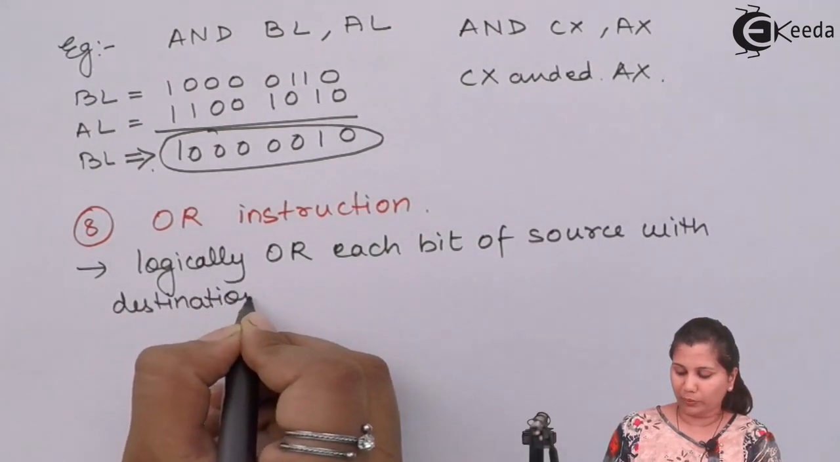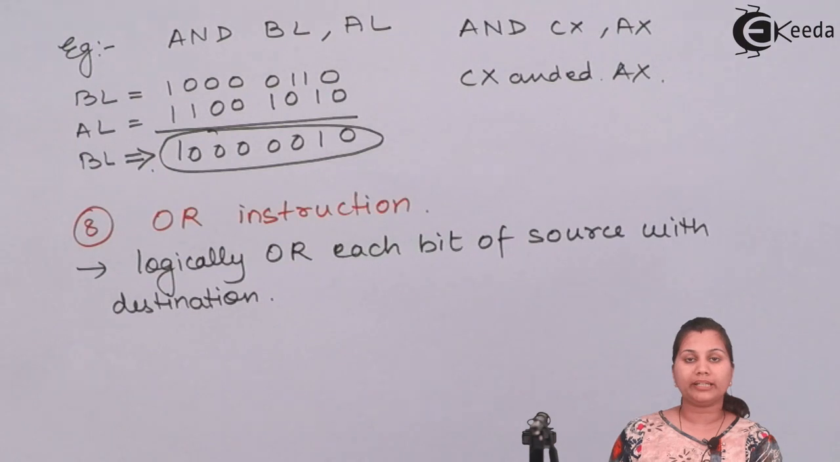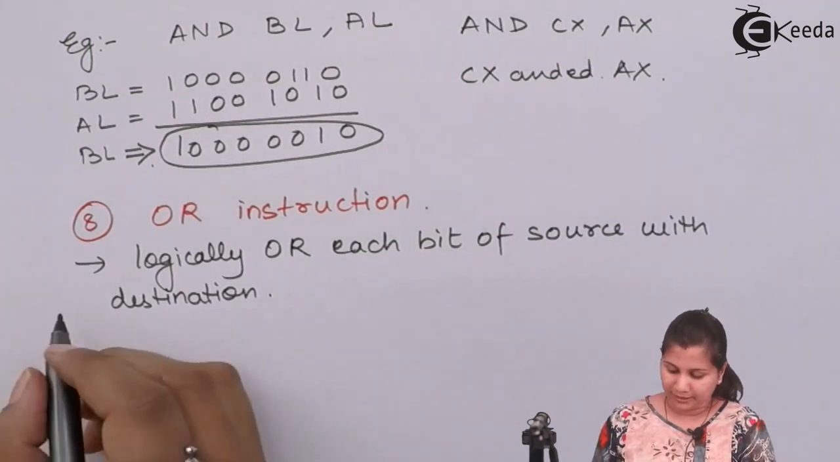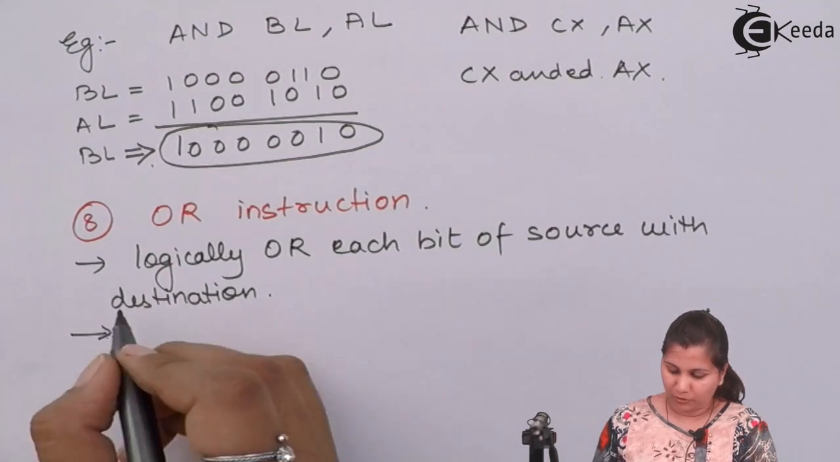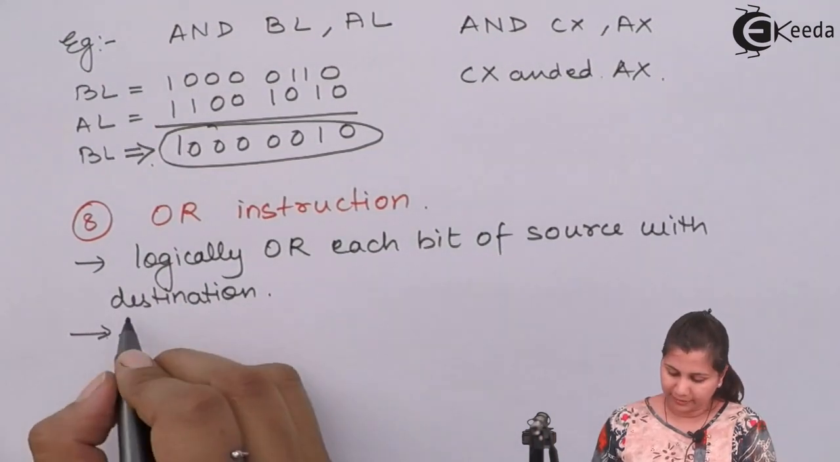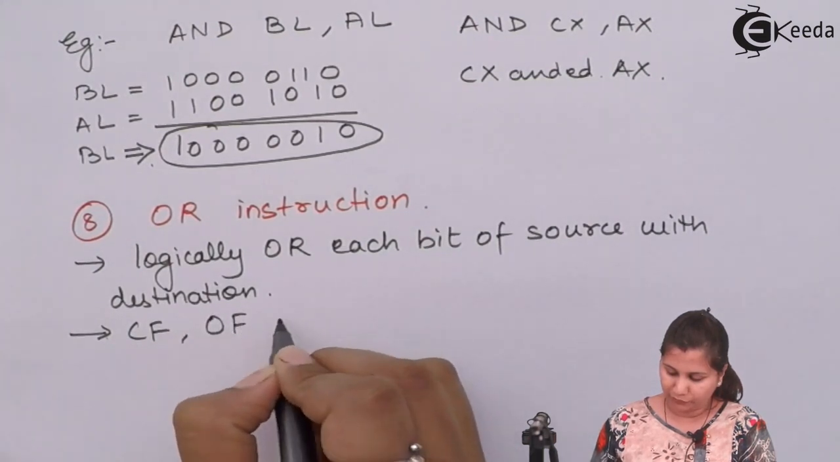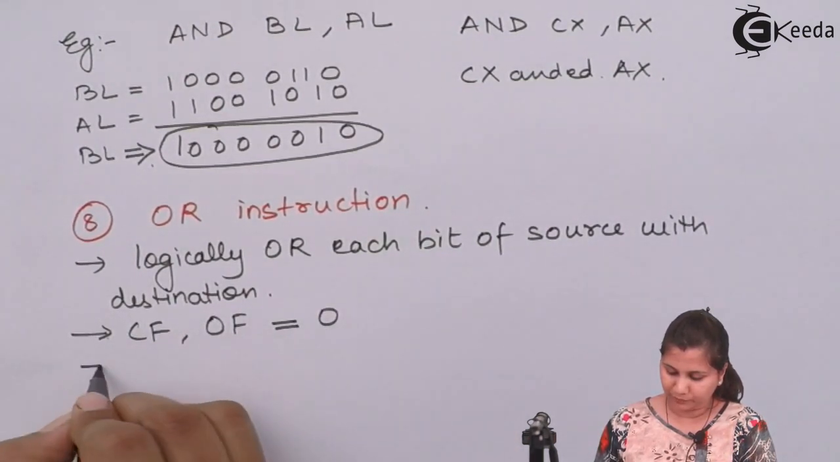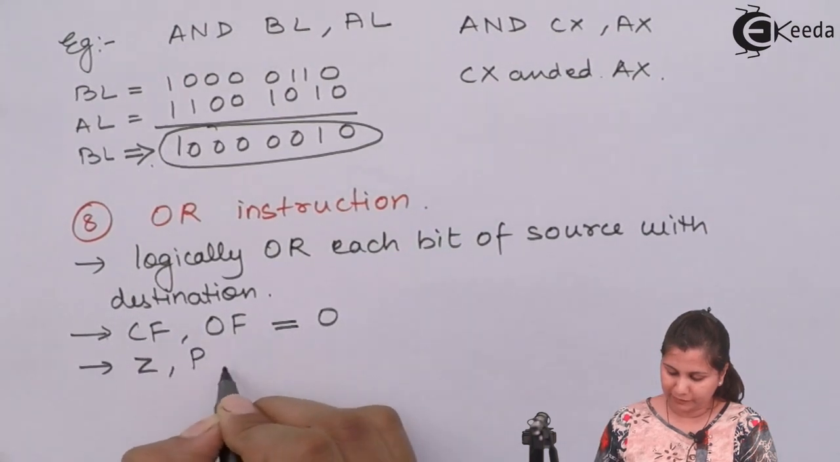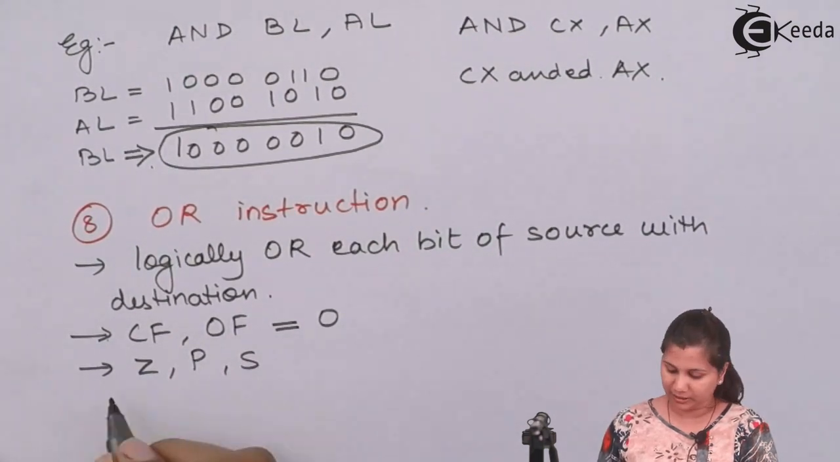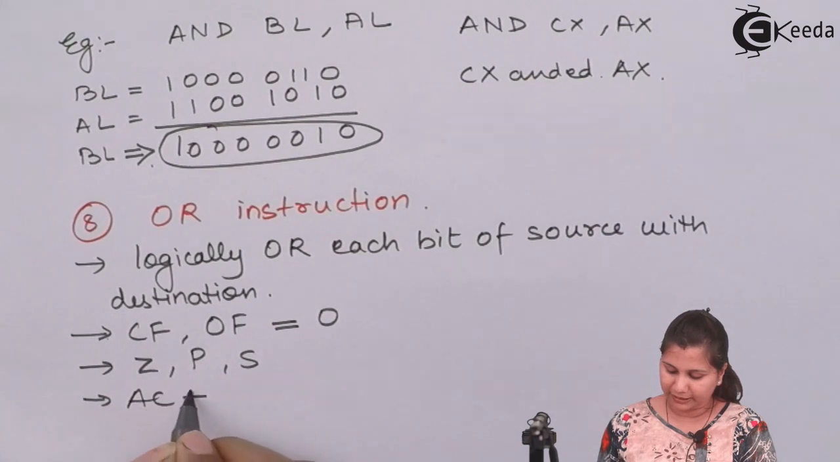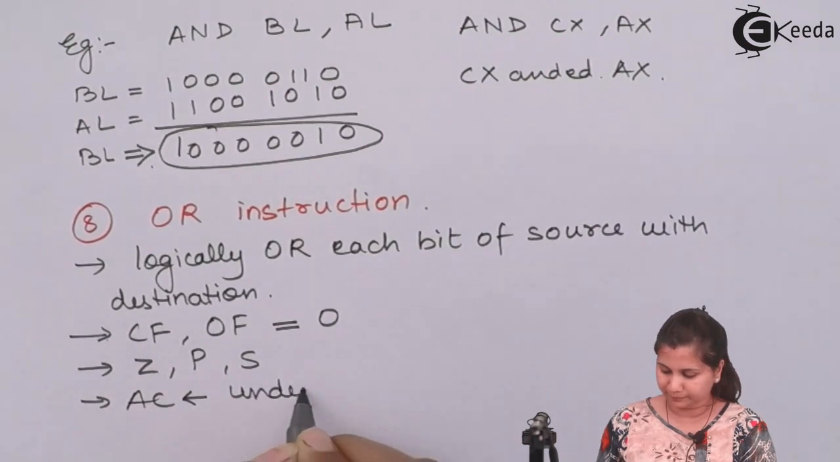So this is also going to logically OR each bit of the source and the destination. Flags are also modified just like the logical AND. The carry flag and the overflow flag are made 0. The zero flag, parity flag, and sign flag will be affected, and the auxiliary carry flag is undefined.